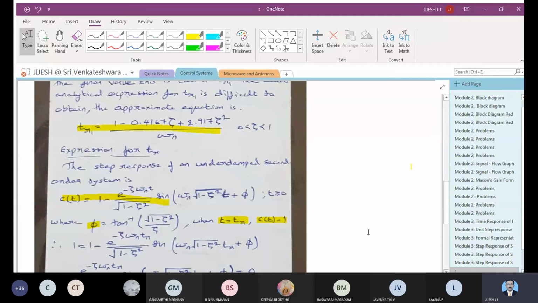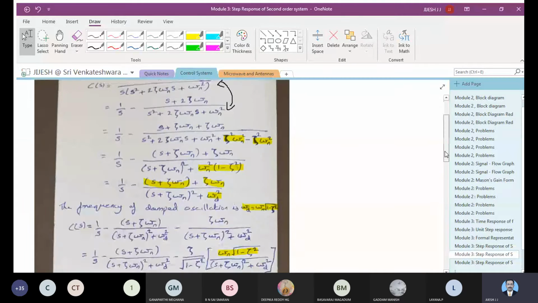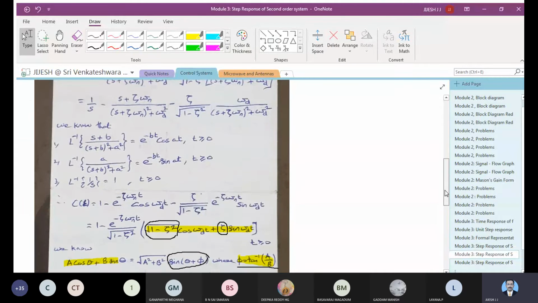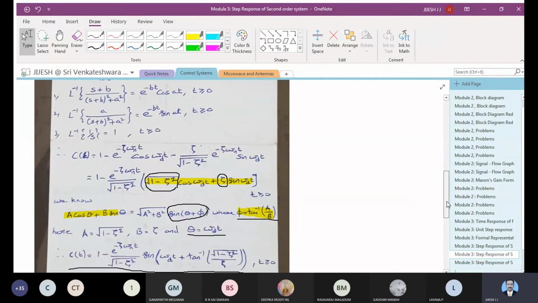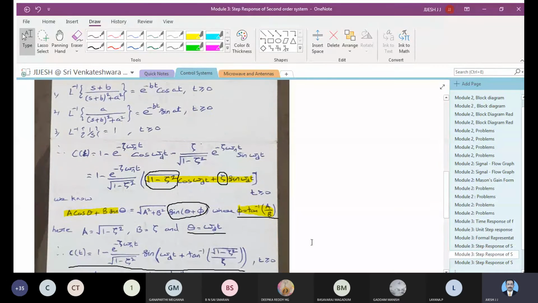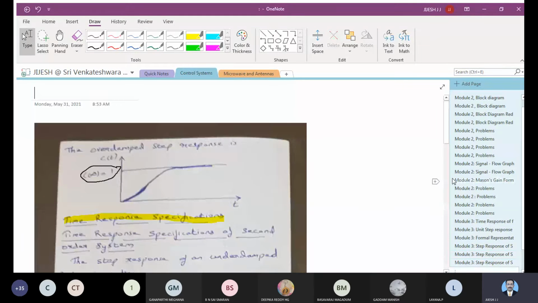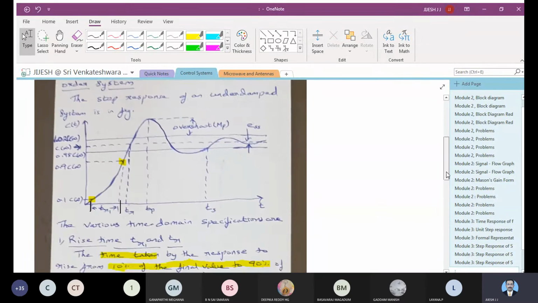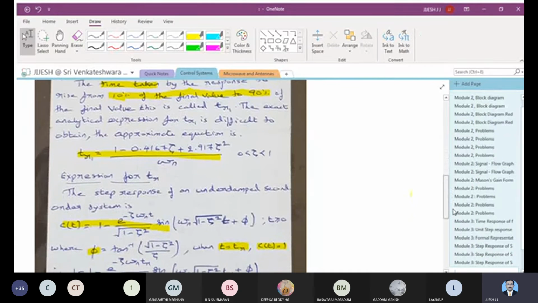So let us continue further. I will explain it from the expressions for tr. So what you have to see is you have the equation for c of t as 1 minus this one, which is taken from the previous derivation, whatever we have studied. I have also shown you from where we have taken that equation. So for the equation for c of t, we have used that equation and simplified it further, and we will be using that equation to solve further for tr.